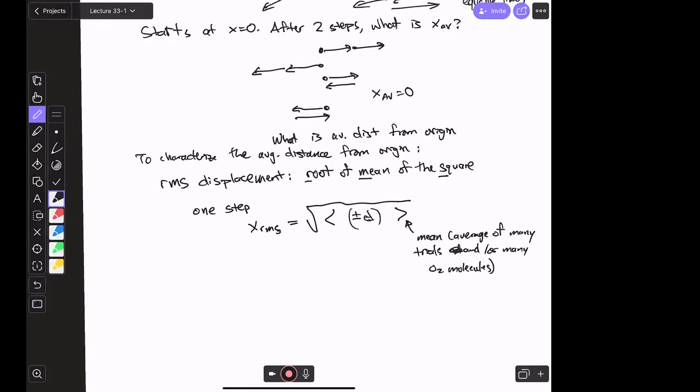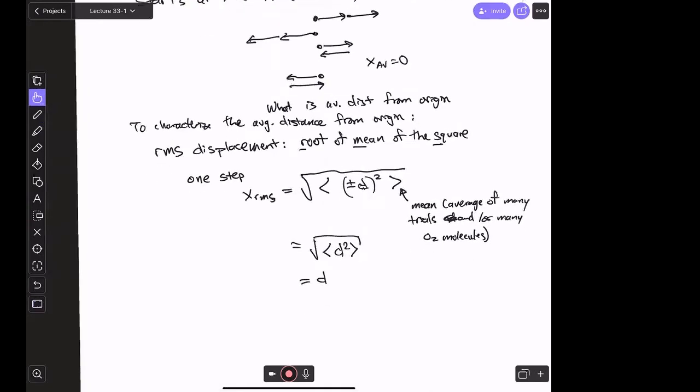because you're taking a step to the right or to the left by d, but then we're squaring that. Because we square it, it doesn't matter whether it's plus d or minus d. Taking either of those and squaring it, you get d squared. So this is the square root of the average of d squared. And d already has the average built into it, so it's just d. So the result of taking one step in a random walk gives you an RMS displacement of one step length. So far, this should not be surprising. Now let's try it for two steps.